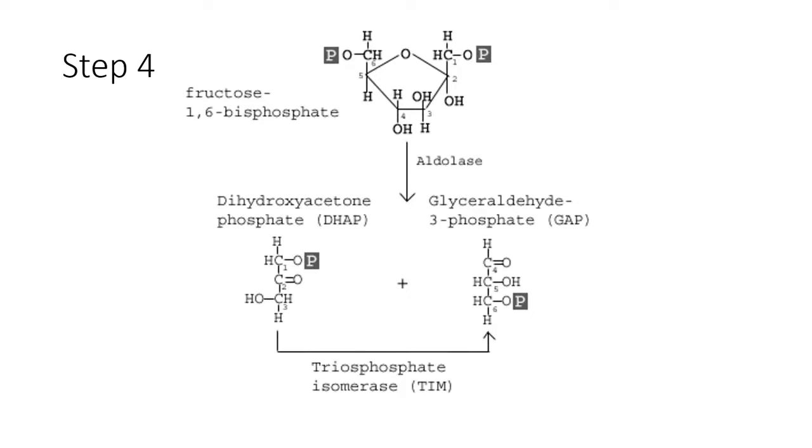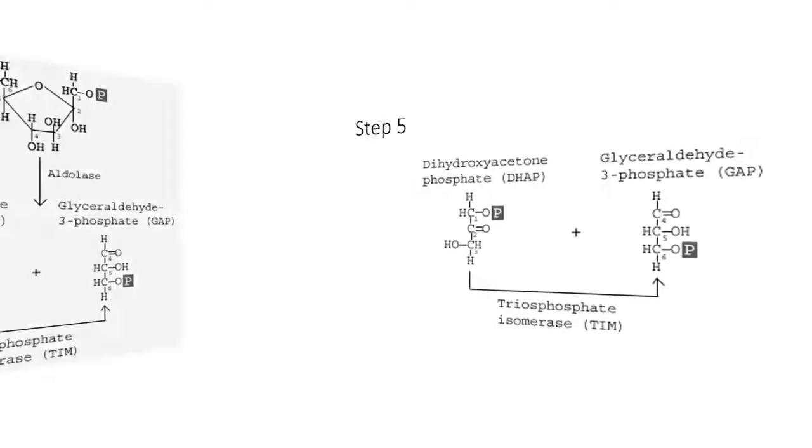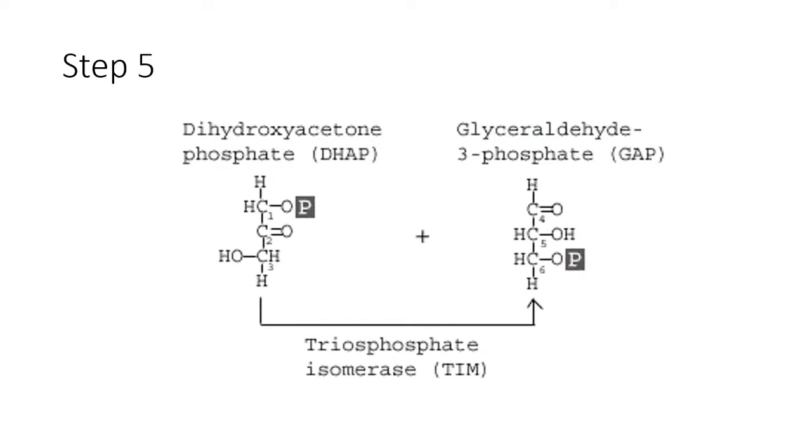In step 4, fructose 1,6-bisphosphate produced is split into glyceraldehyde 3-phosphate (GAP) and its isomer dihydroxyacetone phosphate (DHAP), which are both catalyzed by aldolase. In step 5, DHAP is rearranged into another molecule of GAP, which is catalyzed by phosphotriose isomerase.